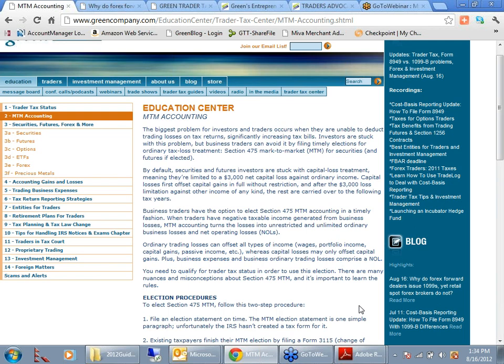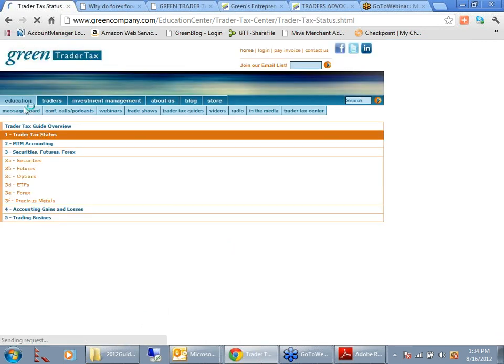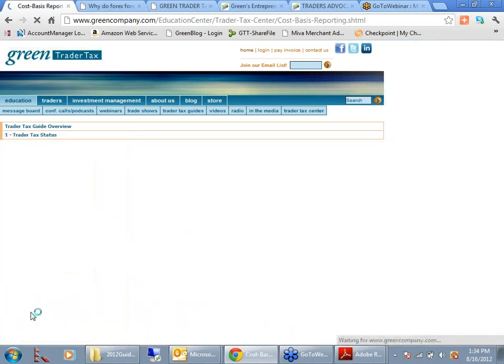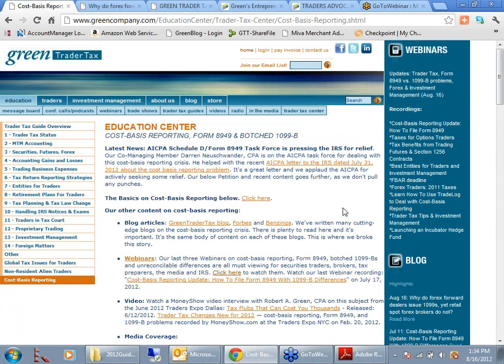If you elect mark-to-market as a securities trader, guess what? You don't have to file that dreaded Form 8949 with all these cost basis reporting problems that we talked about before. On this cost basis area, look at that screen. You're filing Form 4797 instead.